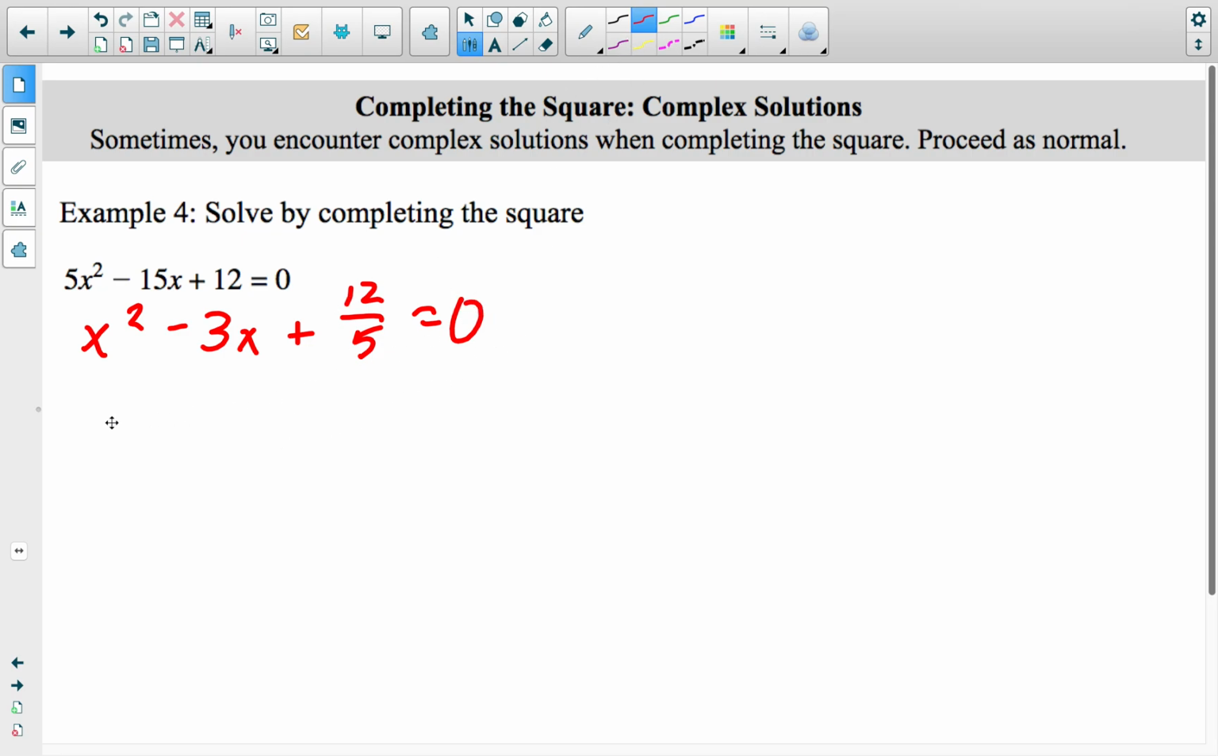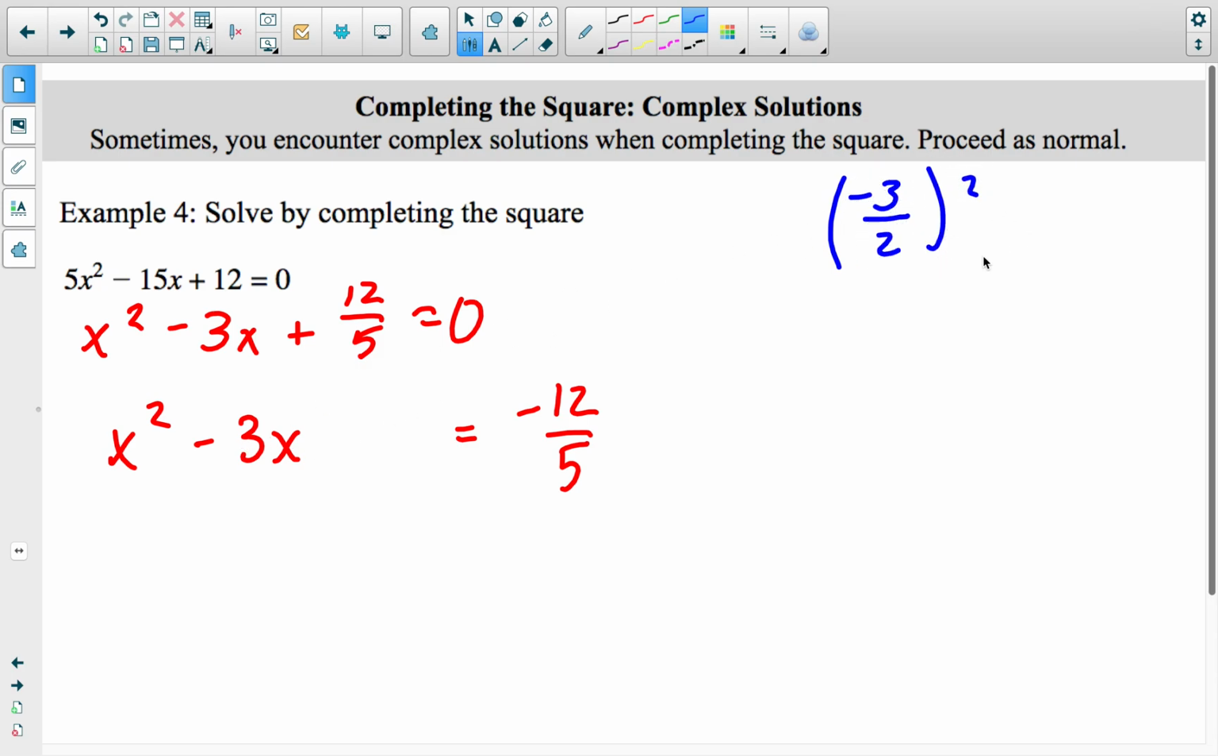And then let's move our constant over. X squared minus 3x, I'm going to leave a little bit of space, equals negative 12 over 5. And then let's see what we're going to add to both sides. So take your middle coefficient, -3, take half of it and square it, which will give us 9/4. Okay, 9/4. That's what we're going to add to both sides.